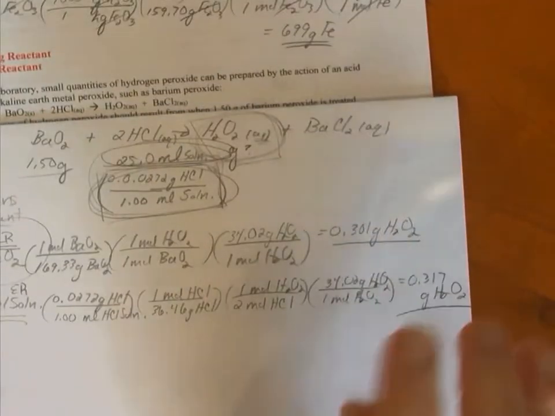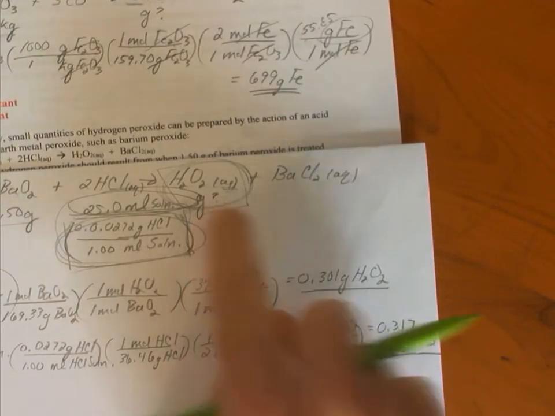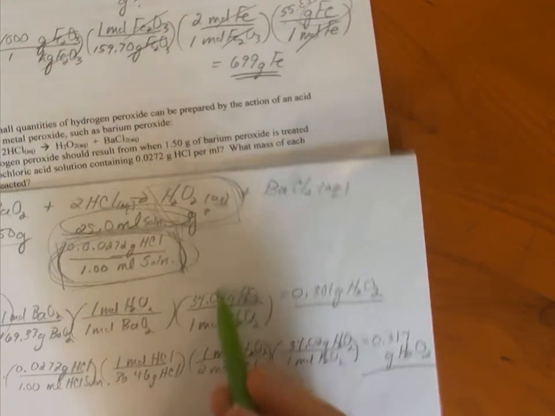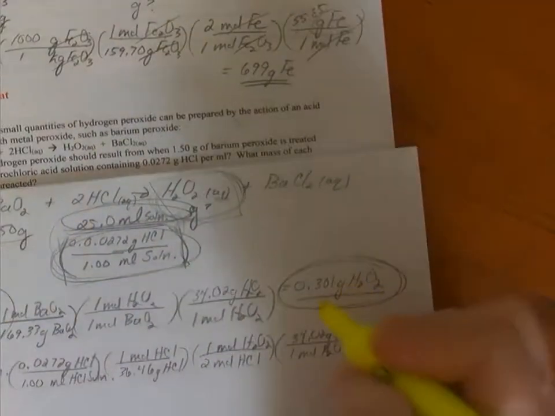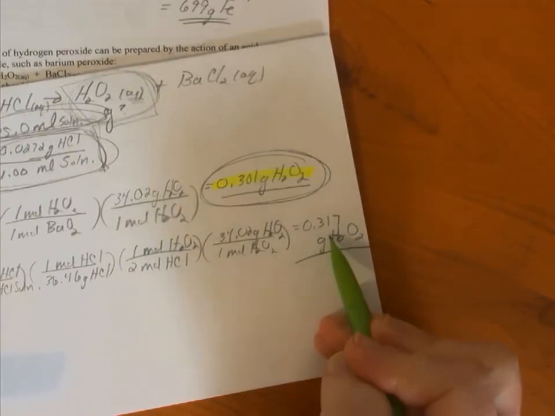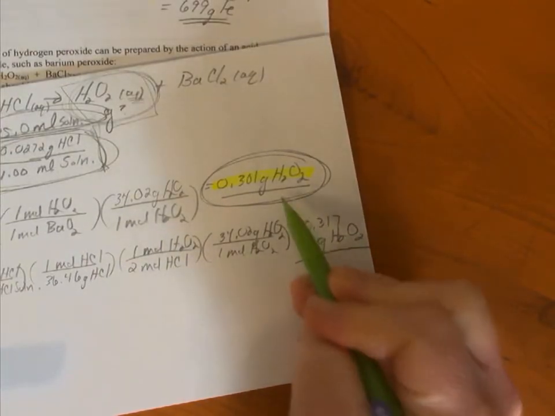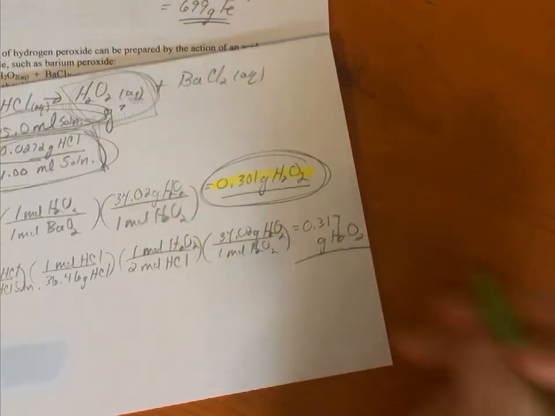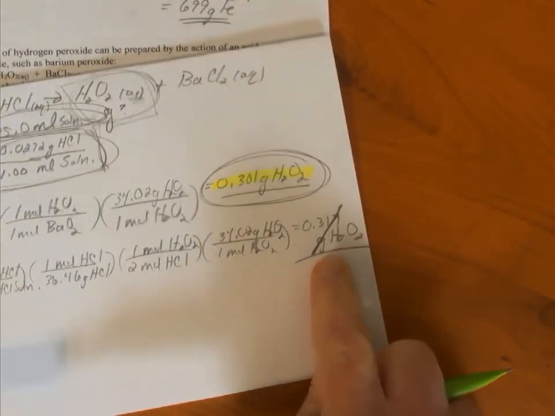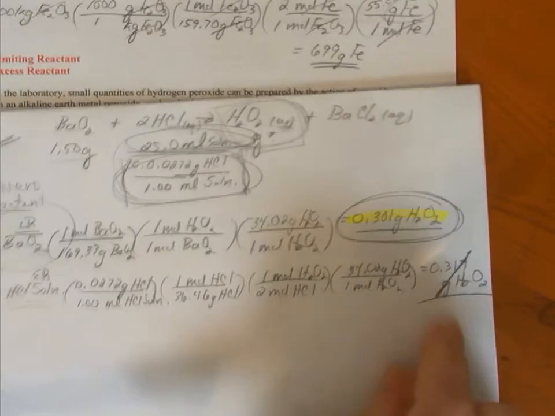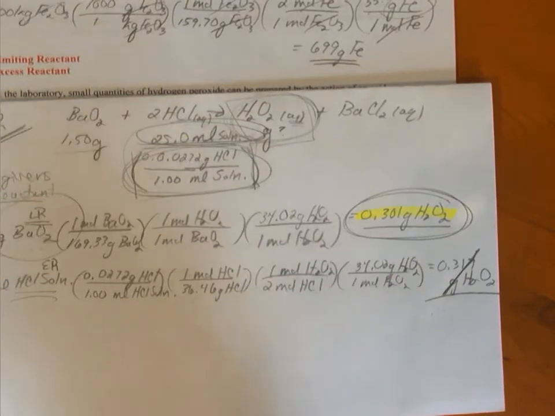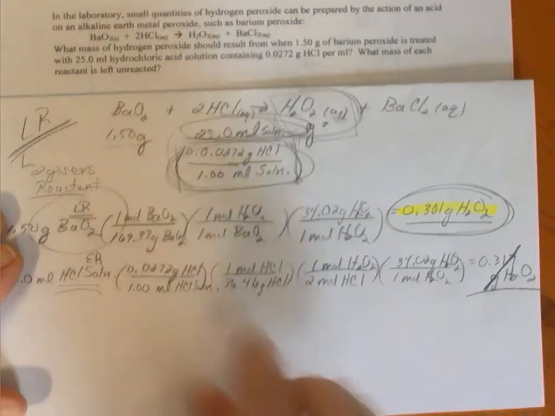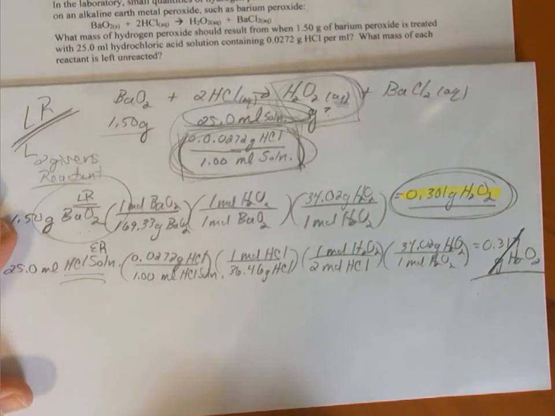So, to answer the question, first, how many grams of H2O2 will I get? And it would be that answer, 0.301. Now, it's not that this is wasted. I needed to find this because this allows me to compare to know that this is the correct answer. But I'm not going to get this amount of H2O2, right? This limits me, so this will never be actualized. Okay. The next question asks, what mass of each reactant is left unreacted?